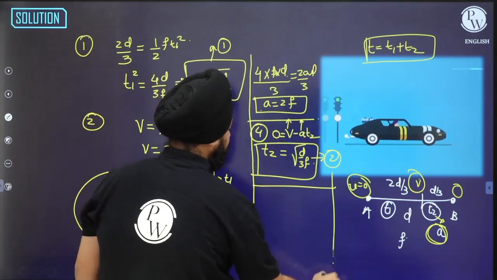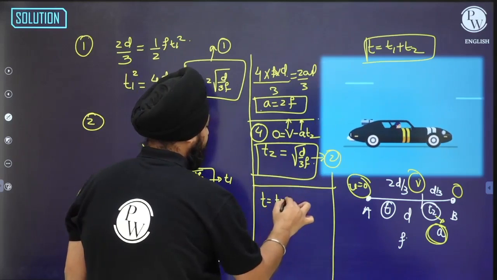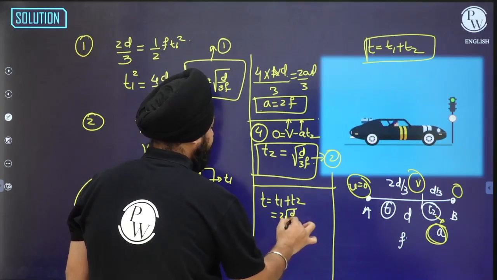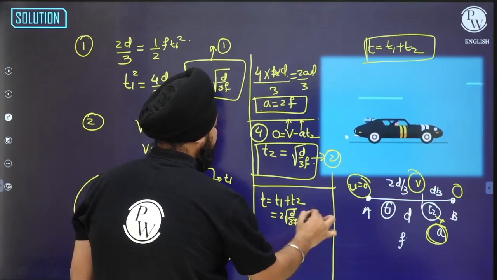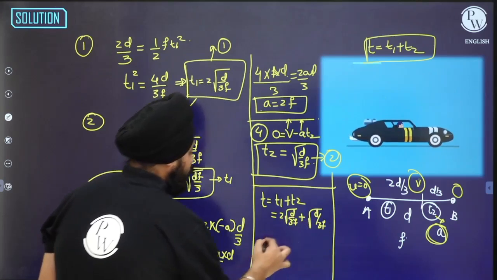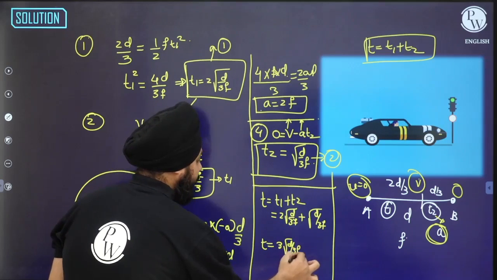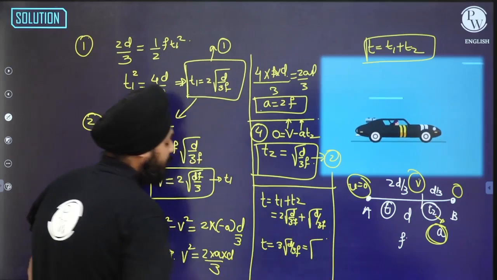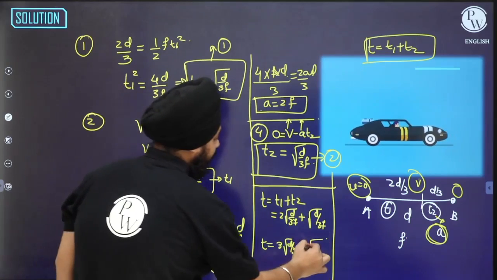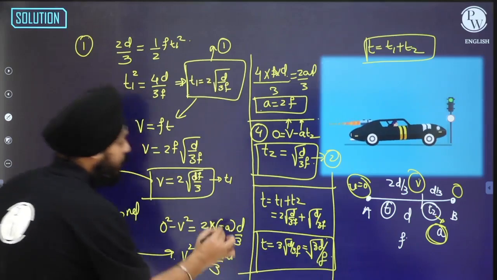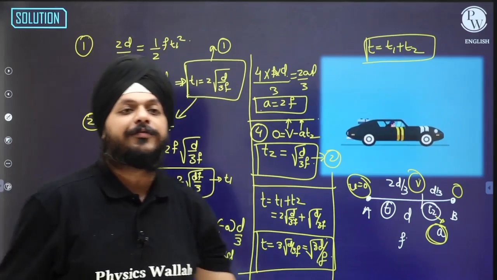Now the total time is T1 plus T2, so that is 2 under root of d by 3f plus under root of d by 3f. So the total time is equal to 3 under root of d by 3f, that is under root of 3d by f. This is the total time of the journey.